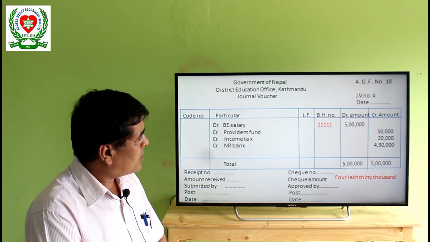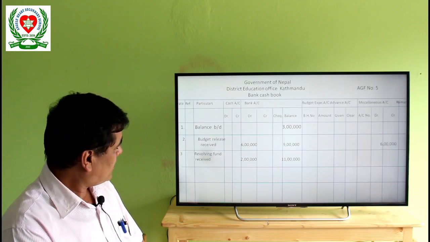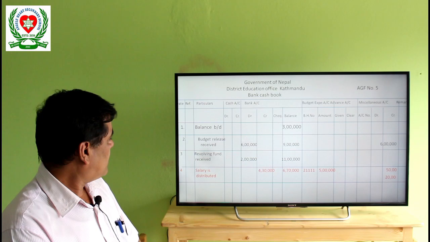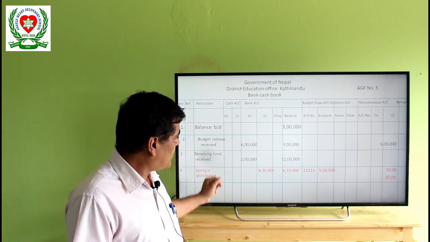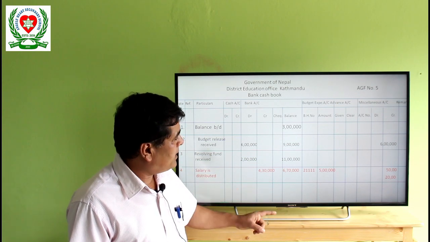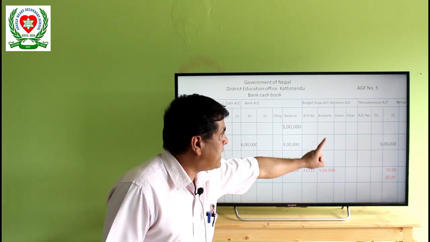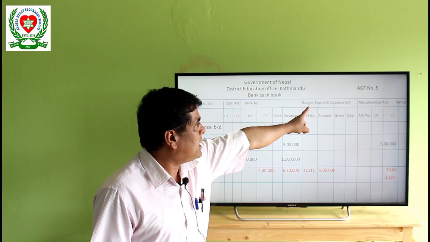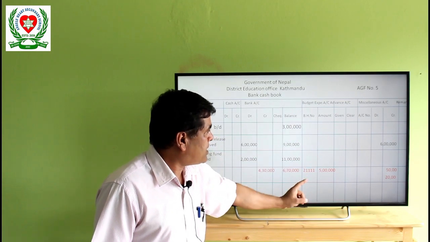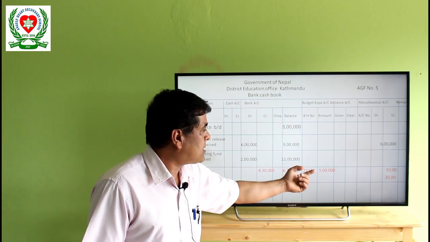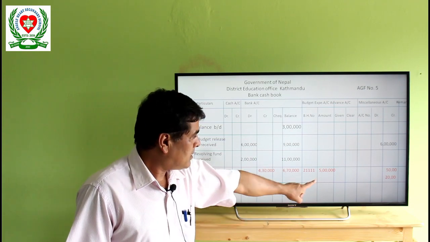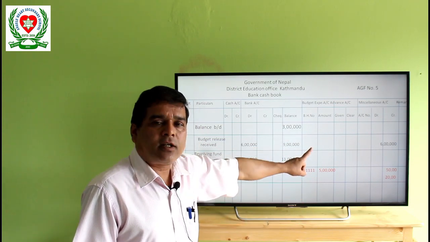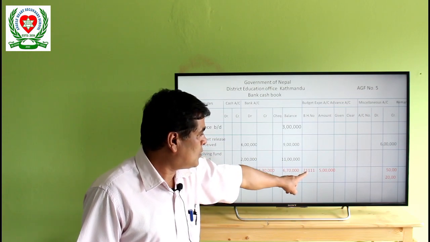It is recorded in the bank cash book in this way. Salary is distributed in the particulars, and debit 5 lakh NR Bank. We have to write it down in the budget expenditure account, because this salary is budget expenditure. While writing the amount, the budget head number should be mentioned.